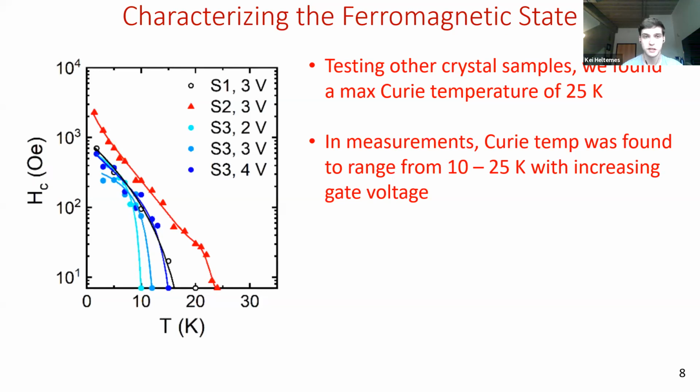And then if we throw in another sample, this is just something I like to throw in because it shows that the types of iron disulfide samples that we grow are somewhat random. But we see here that we are able to achieve a 25 Kelvin max Curie temperature, with ranges between 10 and 25 Kelvin. So that's what we got there.